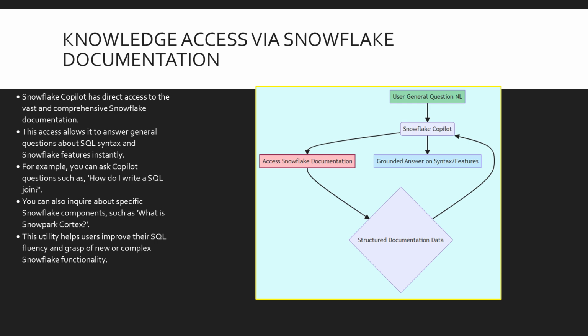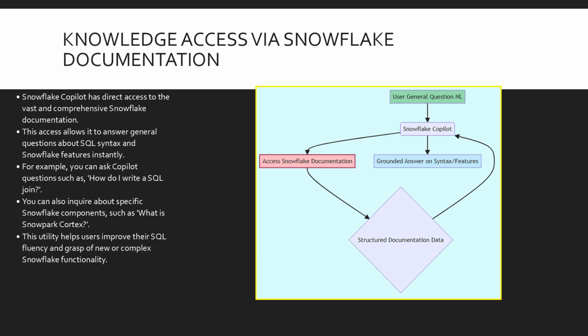This hierarchy diagram focuses on how Snowflake Copilot acts as a knowledge interface for Snowflake documentation. The process starts when a user asks a general conceptual question in natural language, perhaps about a function or syntax not directly related to their data.